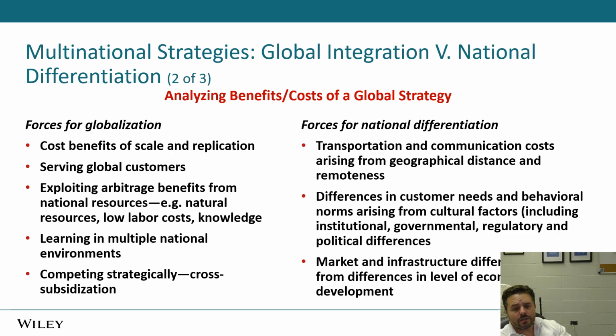Competing strategically, you can do cross-subsidization. What does that mean? Well, let's say that Walmart wanted to open up Walmarts in China. Most probably they would be losing money initially, but you could subsidize your expansion into China based on your American sales. So you could subsidize operations with the cash flows from one country to the other until it starts generating profit.